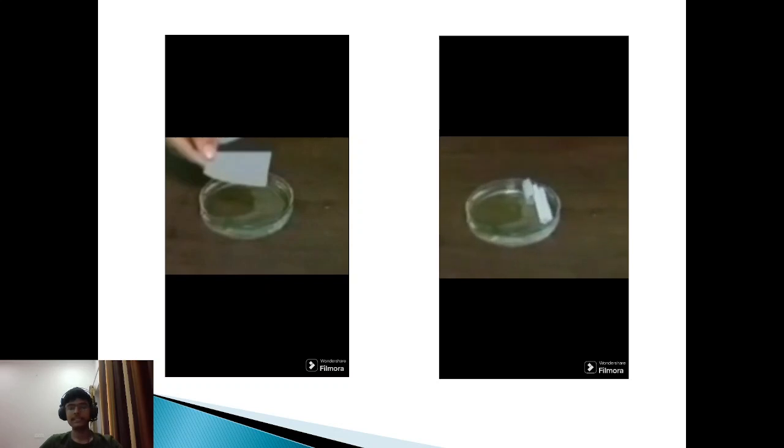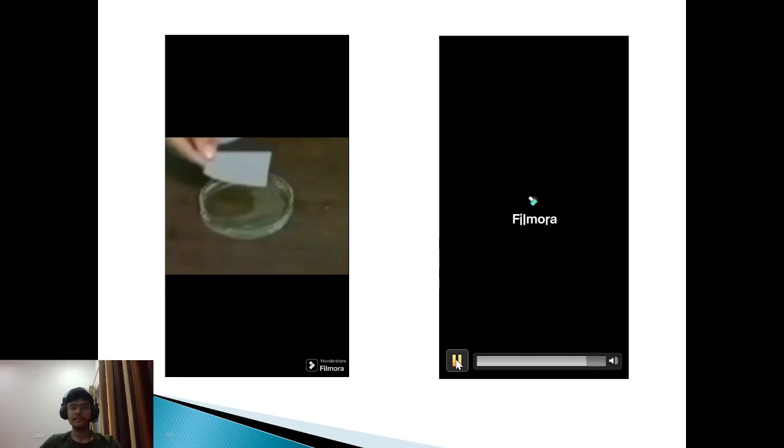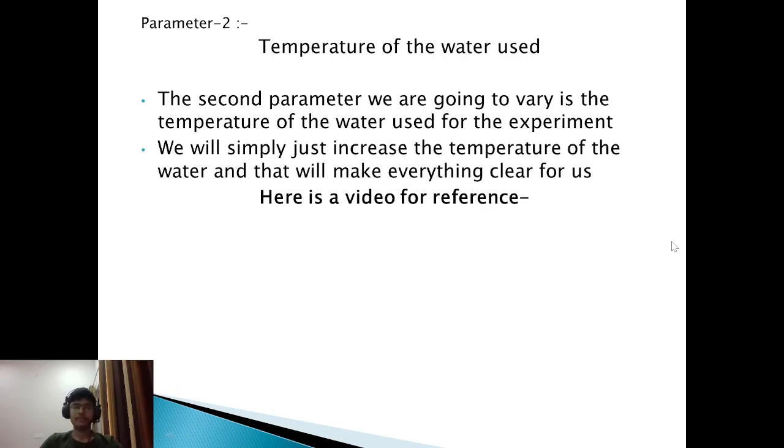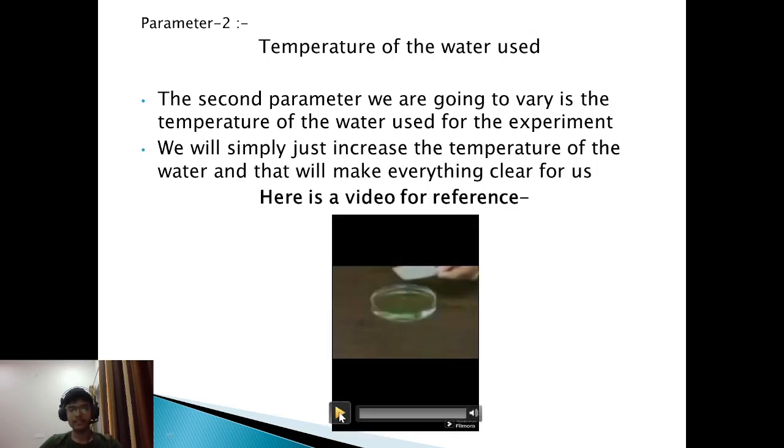As you can see, it has taken some time to scroll as compared to the bigger paper. So the second parameter is the temperature of the water used. We are only increasing the temperature of the water, as decreasing the temperature will have the opposite effect. You can see in the video how this will affect it. I will put it in the water now.